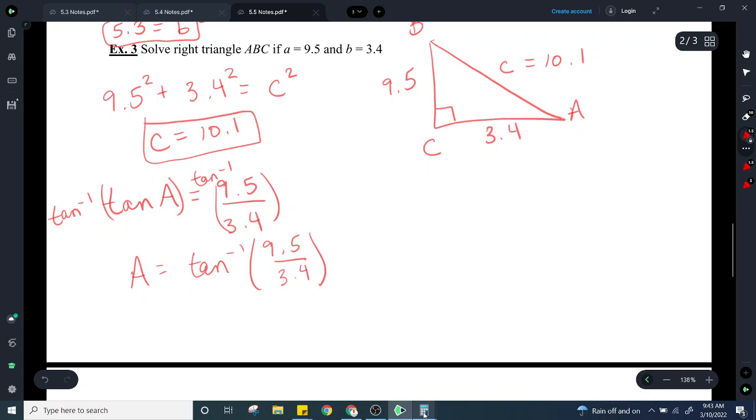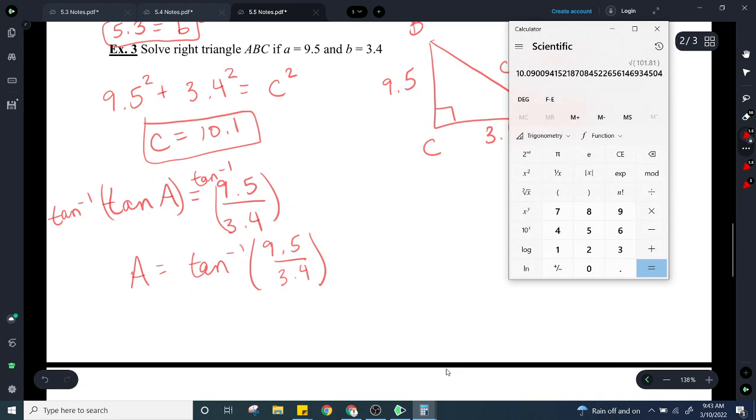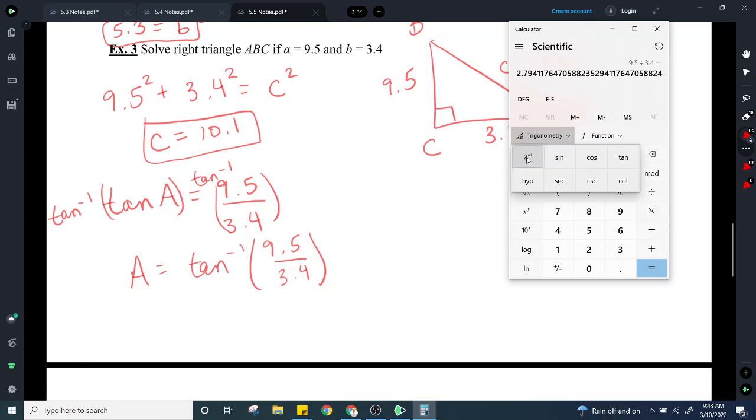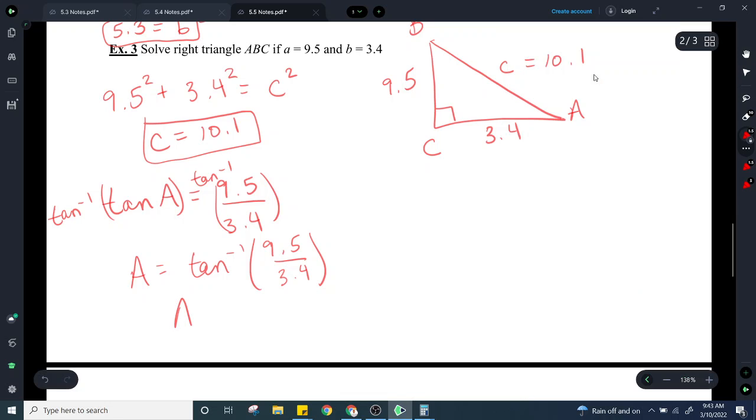So anytime you're looking for an angle, you're going to use that inverse key in your calculator. So I'm going to do 9.5 divided by 3.4 first. And then in my calculator, I've got to use this little second key. I talked to you about it a little bit yesterday in class. Make sure you know where that inverse button is. It's going to look like this, little tan with a -1. Click on that. And notice I was in degree mode, so it gives me an angle of about 70 degrees, which sounds about right, a 70-degree angle.